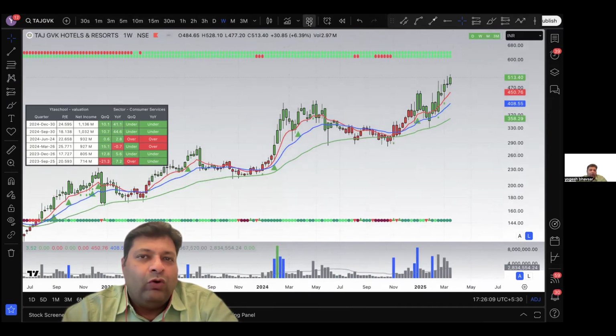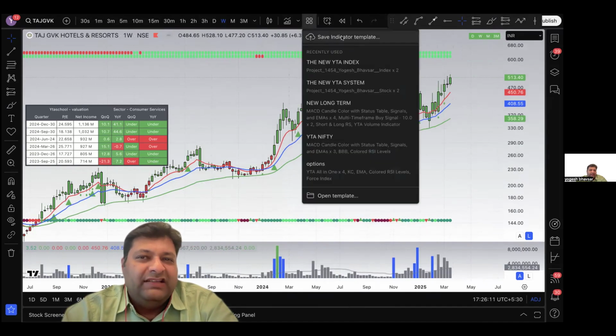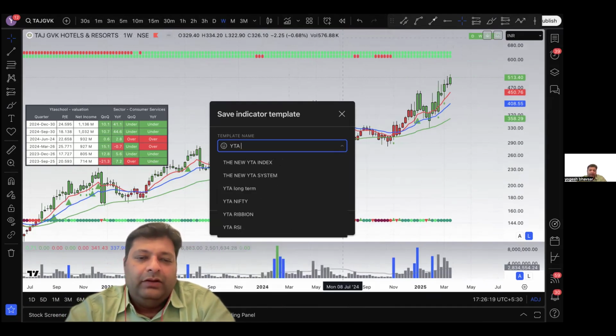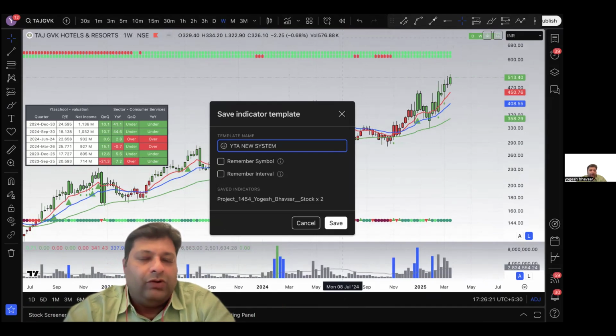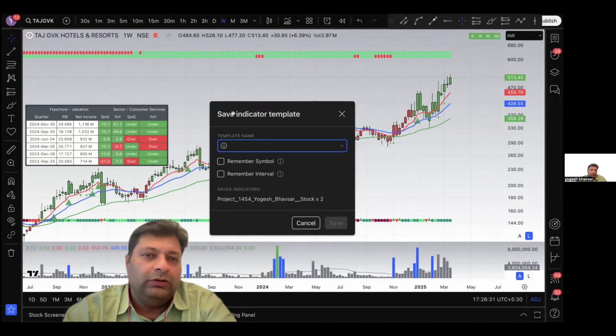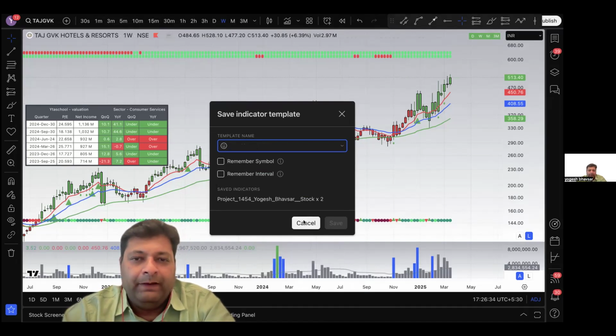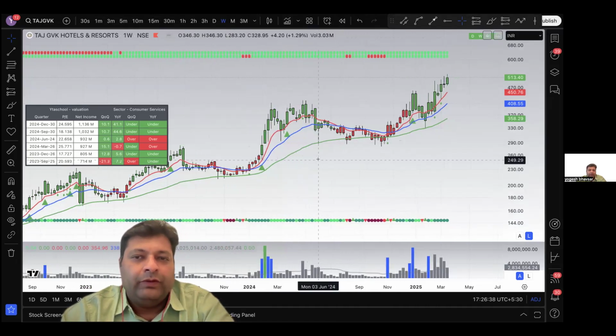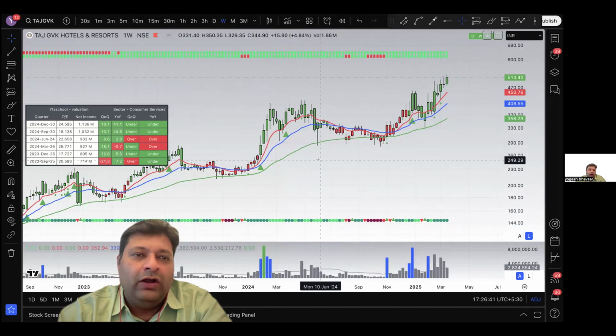Now, when you press OK, this entire setup is ready. All you have to do is go over here, 4 boxes, and save this entire setup that you have done, so you don't have to do it again and again. Type YTA new system, or whatever you want to name it, YTA update 2025, YTA stock, or whatever you feel like. It's up to you, whatever name you want to give. Mine is already saved, so I'm not saving it again. So this is the system that you all are going to see. This is the updated one.